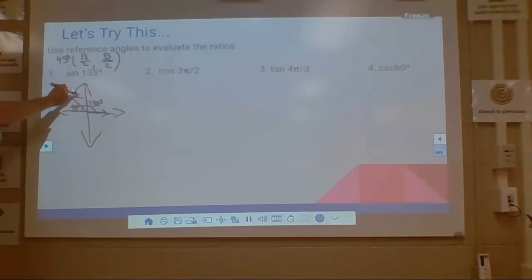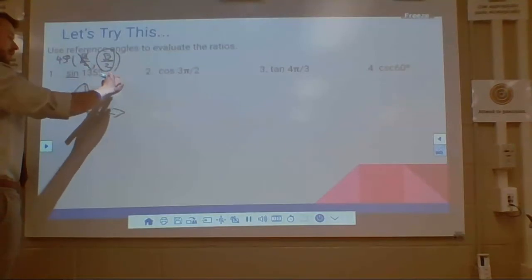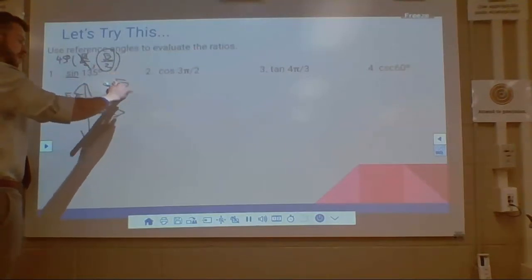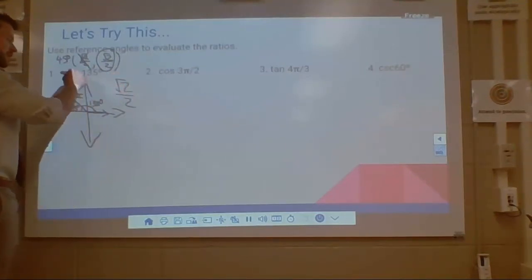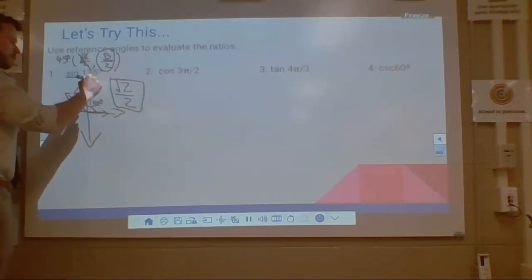135 degree angle is in the second quadrant. So we need to ask ourselves, we're looking at the sine value, right? So I'm not worried about the cosine. We're looking right here. Is the sine value going to stay positive or is it going to be negative? Well, is the y value positive or negative in the second quadrant? Well, it's positive. So the value is going to stay positive, and your final answer, sine of 135 degrees, is just going to equal the square root of 2 over 2.